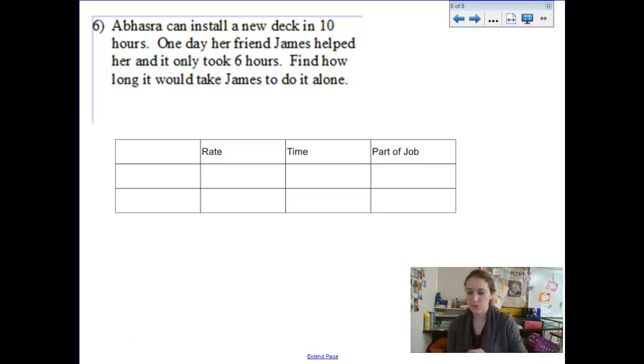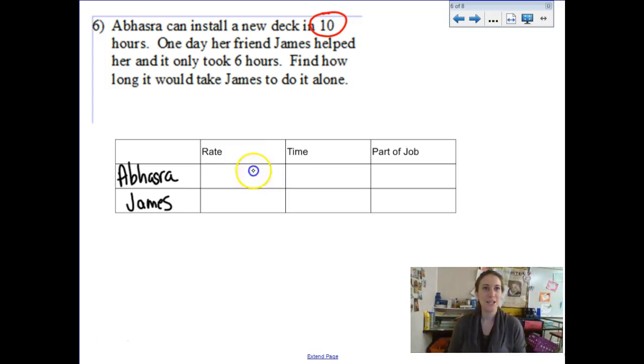All right. So same chart, a little different setup. We have Basra. That's a new one. And then we have James. So Basra can do the job, whatever it is, installing a deck, in 10 hours. So that is Basra's rate of working, one job in 10 hours. James, we have no idea what his rate is, so that's the question. So we're going to set it up as 1 over x.